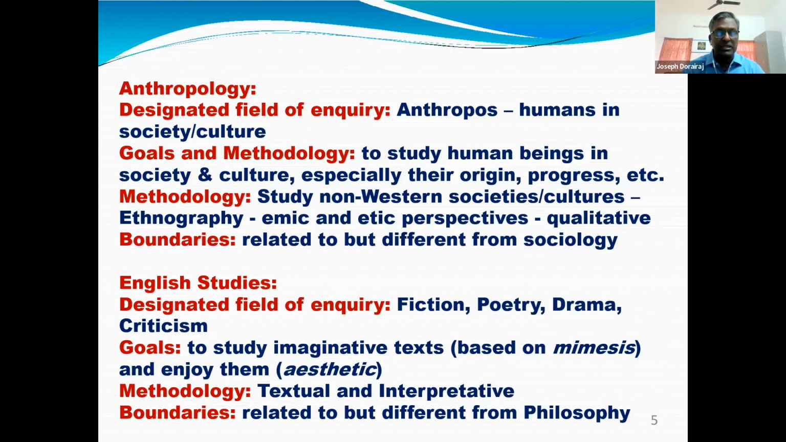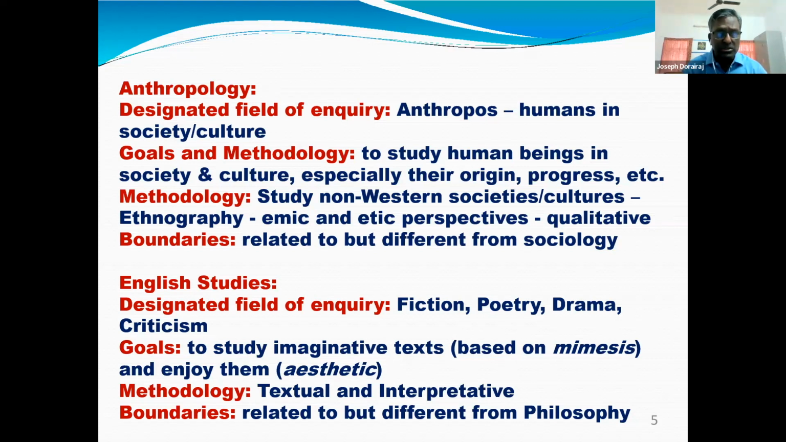English studies. So we have the four criteria, and let us find out how English studies as a subject, as a discipline, meets or fulfills these four criteria. So the first criterion is designated field of inquiry. When we talk about English studies as a discipline, what are the designated fields of inquiry? As we all know, English studies talks about fiction, both long and short fiction. It deals with poetry, it deals with drama, it deals with criticism. So this is the designated field of inquiry for English studies.